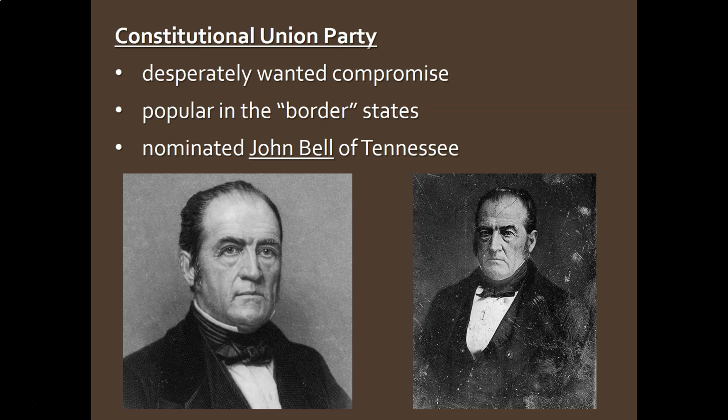Now, not everybody in the South, however, was ready to call it quits with the Union. And so into this steps a new political party called the Constitutional Union Party, which basically sounds like a party of compromise, because that's what it was. And they were pretty popular in the so-called border states. So places like Tennessee, Kentucky, Maryland, Missouri, places where slavery may legally exist, but it wasn't necessarily the dominant political and economic arrangement. And they're going to choose a Tennessean named John Bell to be their nominee.